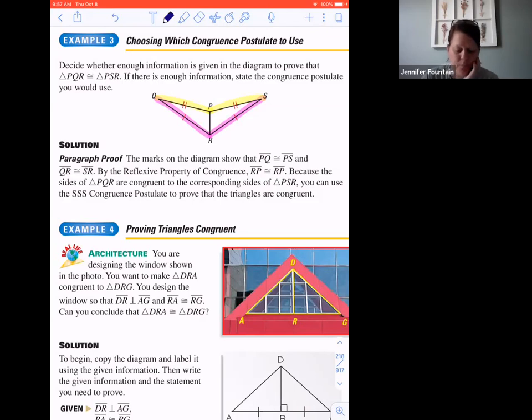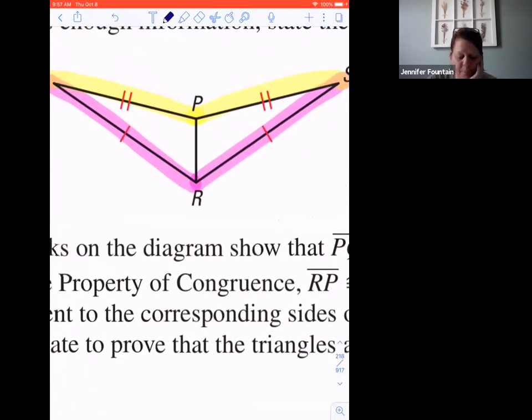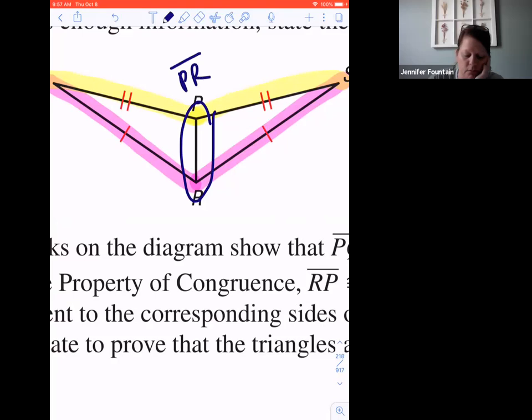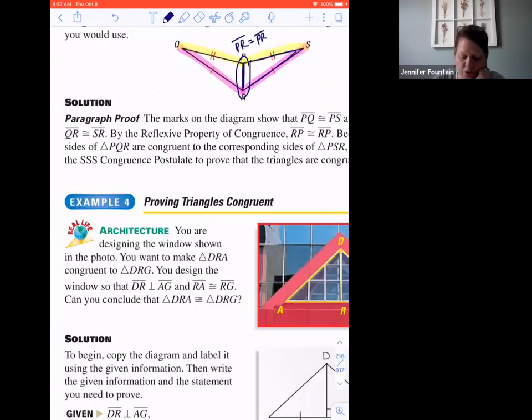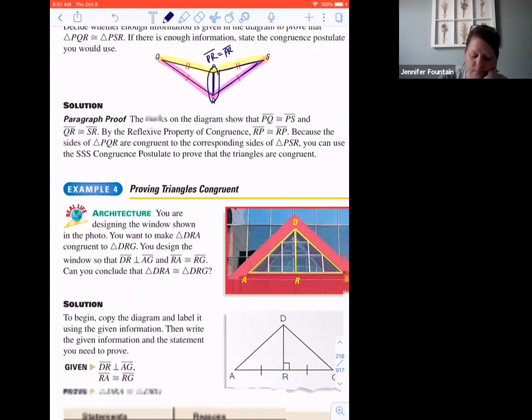Oh, duh. If we look at PR, it is the side that they are sharing, right? If they're sharing this side, we know that PR is equal to PR. So we know that that is the same measure. So we've got one side that is equal, two sides equal, and since they're sharing this third side, it is equal as well. So we were able to use side, side, side to show that they are congruent.